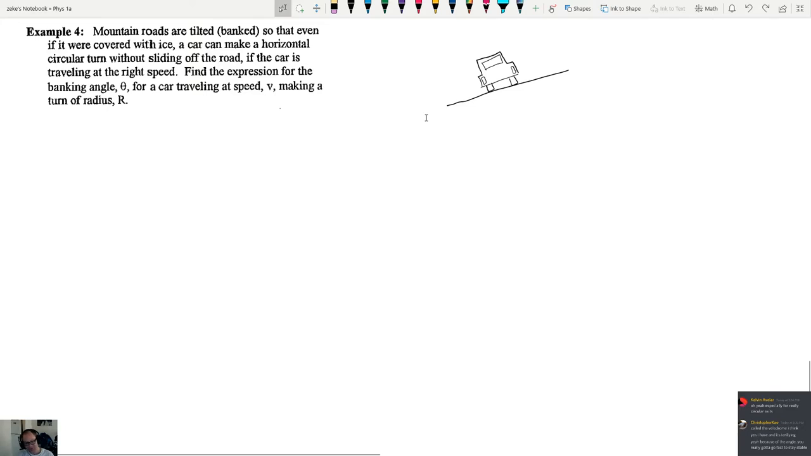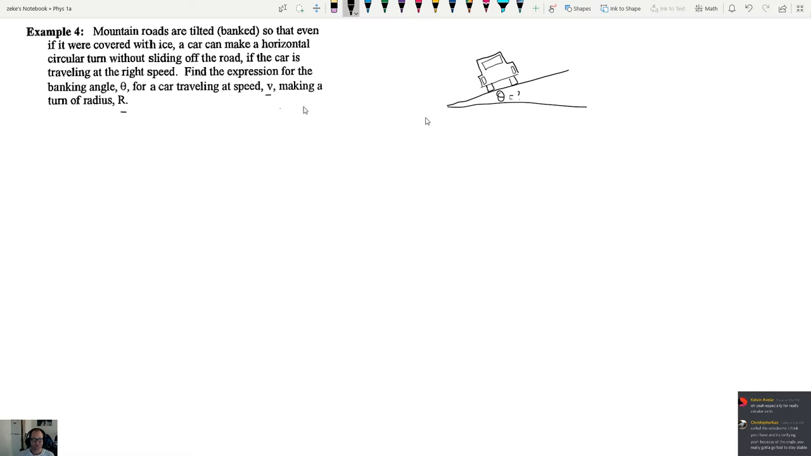So this problem is all about that same type of thing. It doesn't have to be a car. It's any object that's traveling and trying to turn. So, mountain roads are tilted. If the car is traveling at the right speed, the car can make a horizontal circular turn without sliding off of the road. So we want to find an expression for the banking angle for a car traveling at a speed v and making a turn of radius r. So what we're going to be trying to solve for here is the angle theta right here. This is our question: what does the angle need to be given a certain speed and a certain radius? And the answer we get for this is going to tie directly into the next problem, which we'll do with actual numbers, okay?